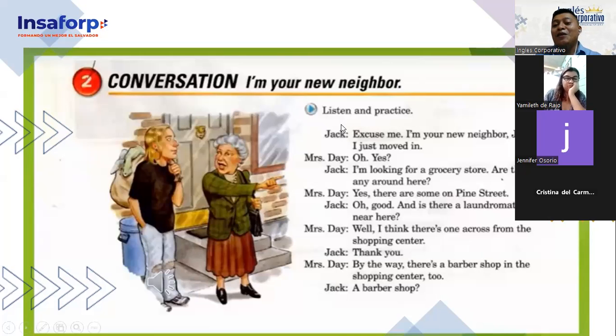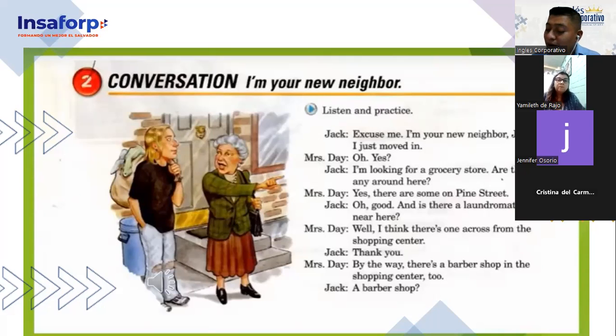So excuse me, I'm your new neighbor, Jack. I just moved in. Oh yes, I'm looking for a grocery store. Are there any around here? Pay attention to this question. Are there any around here? And yes, there are some on Pine Street. Oh, good. And is there a laundromat near here? It's another question. Is there a laundromat near here? Well, I think there's one across from the shopping center.